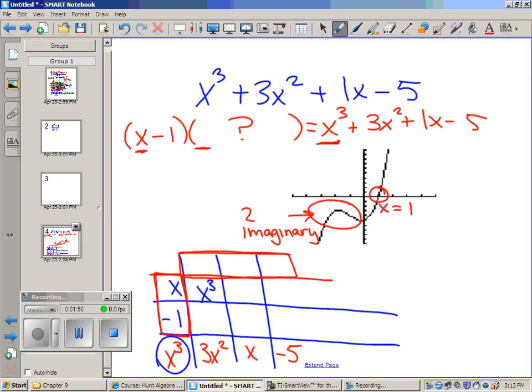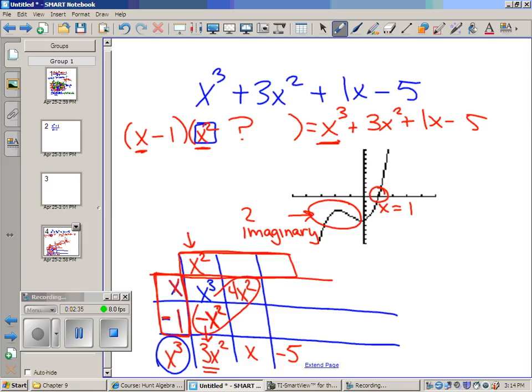So the thing that goes into this problem is going to have to be an x squared, because that's the only way I can get an x cubed for an answer. So this is x squared. X squared times x equals x cubed. But now that I know my first term is going to be x squared, now I can multiply that by negative 1, and that's just going to be negative x squared. But remember, in my answer, I don't need x squared, I need 3x squared. And so I would have to add 4x squared to negative x squared in order to get that 3x squared.